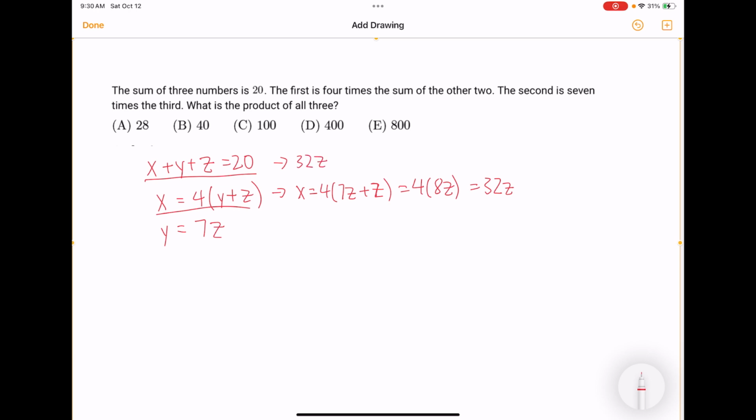32z plus 7z plus z is equal to 20. So this would be 40z is equal to 20. So z would be 1/2.